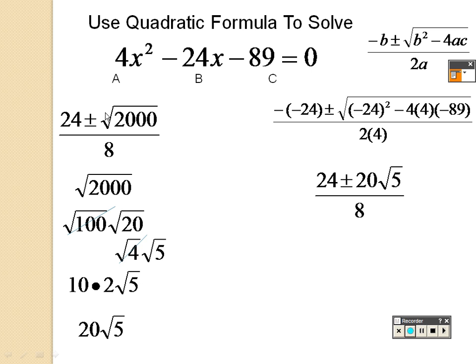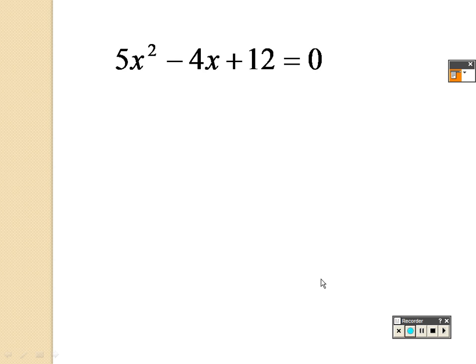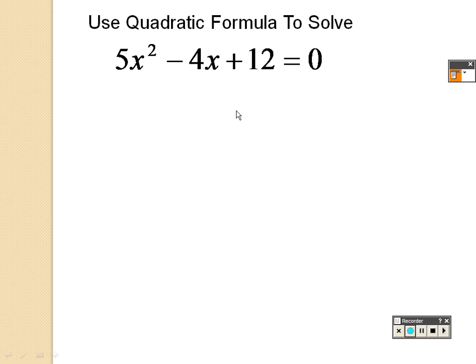So I actually have 24 plus or minus 20 root 5 over 8. I can divide each of those by 4, so I get 6 plus or minus 5 root 5 over 2 as my final answer.